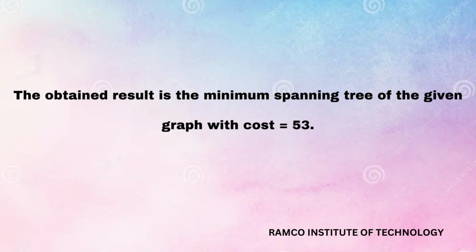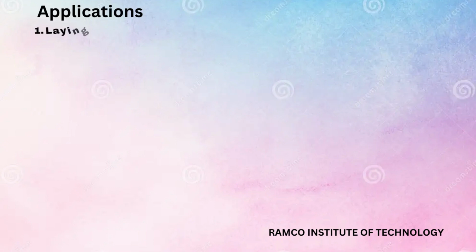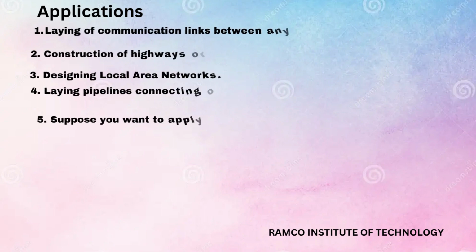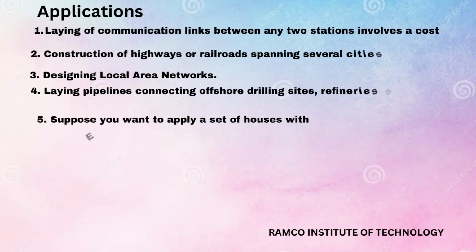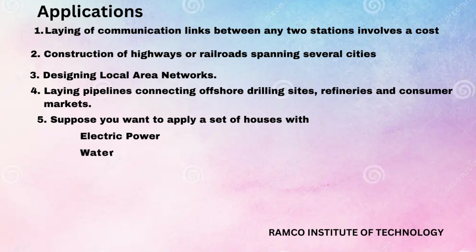So up to this we have seen the minimum spanning tree and the types of minimum spanning tree, that is Prim's algorithm and Kruskal's algorithm. Next are the applications of the minimum spanning tree. Number one is laying of communication links between any two stations involving a cost.